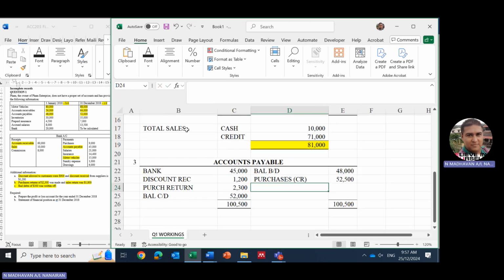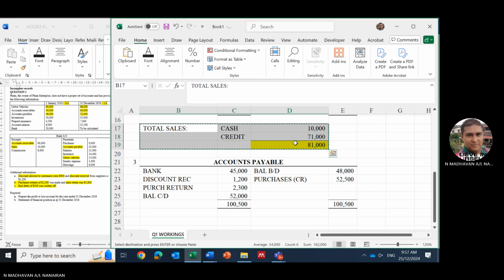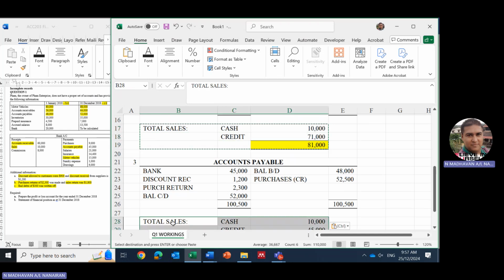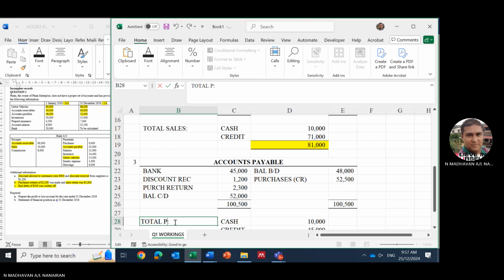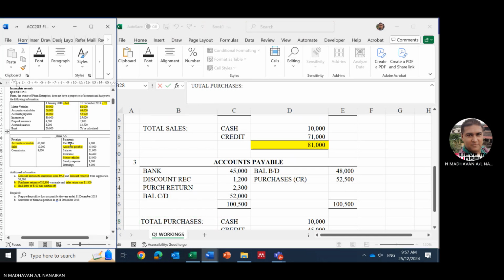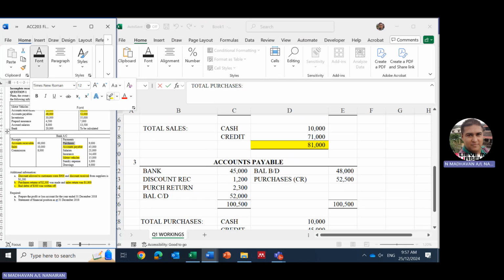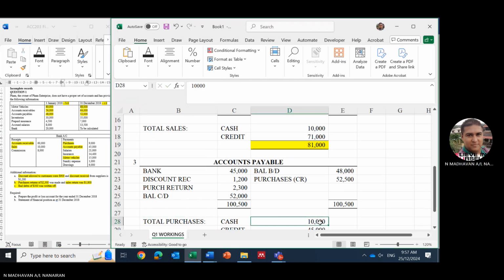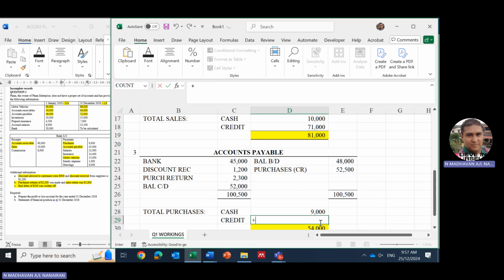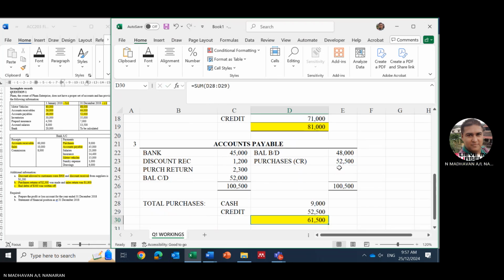So now I calculate my total purchase. Yes or not? Cash purchase how much? 9,000. And credit purchase is 52,500. Are you all with me so far? Can follow? Am I going too fast? All can follow? Okay, good. Next.